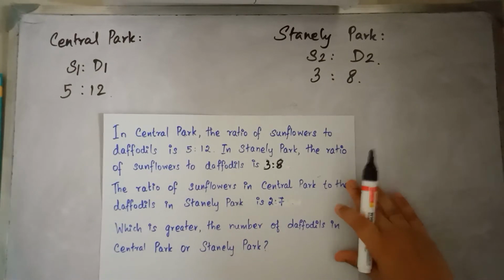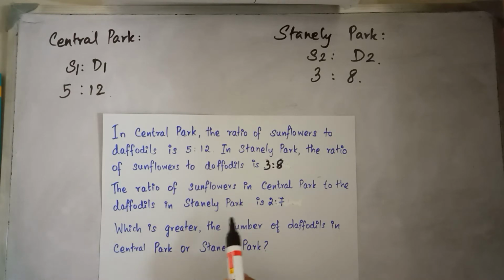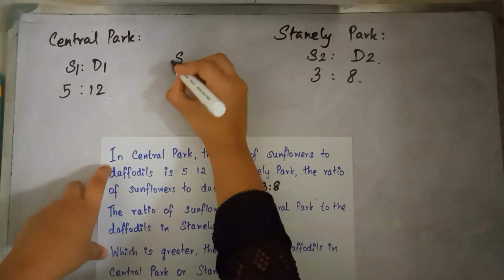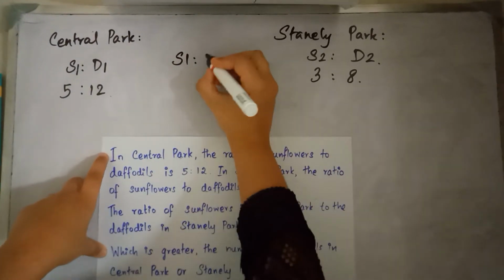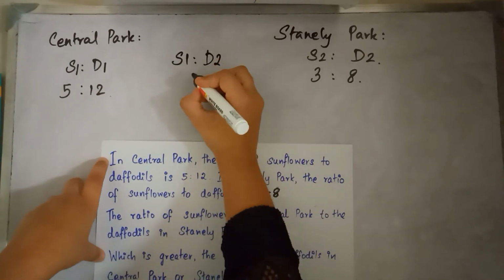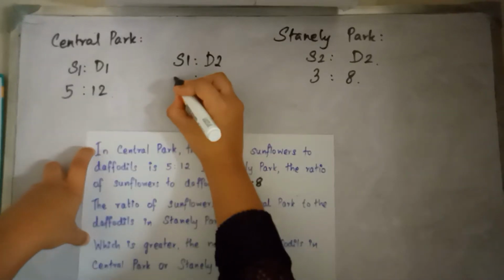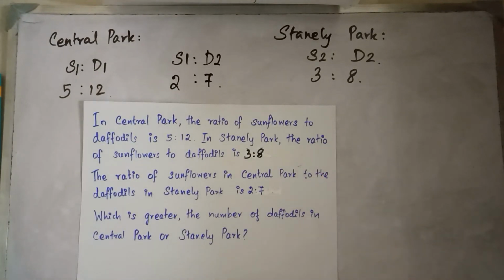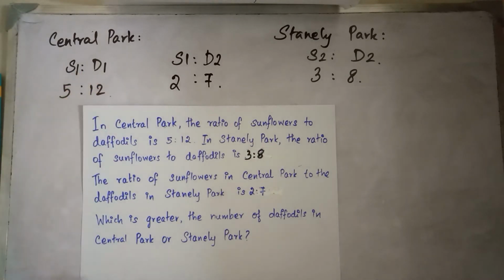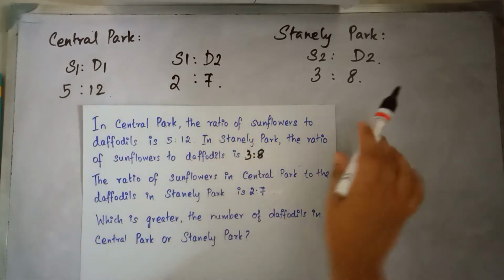So now what they're doing is they're giving us another ratio, and that is the comparison between sunflowers in Central Park to the daffodils in Stanley Park. Okay? So it is sunflowers in Central Park S1 to the daffodils in Stanley Park, and this ratio is 2:7. Now the question wants you to find out which is greater, the number of daffodils in Central Park D1 or the number of daffodils in Stanley Park D2. Which is greater, D1 or D2?